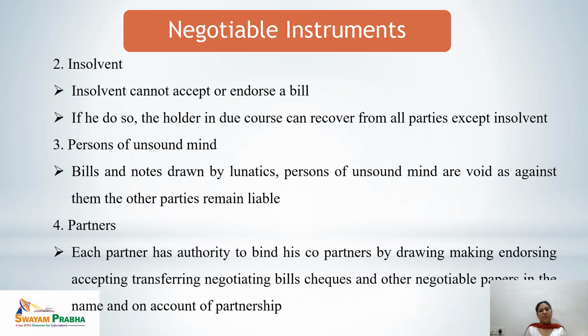Second basis of capacity is insolvency. The insolvent cannot accept or endorse a bill. The person who is adjudged insolvent by the court cannot accept any kind of bill or endorse any kind of bill. And if the insolvent person does this, the holder in due course can recover from all parties except the insolvent. That means it would be the loss of the holder in due course to get a bill from an insolvent person.